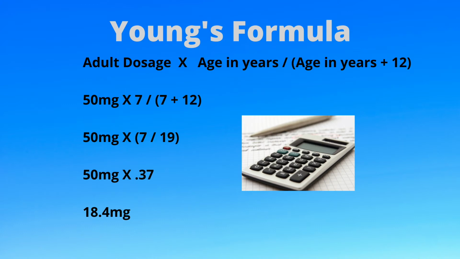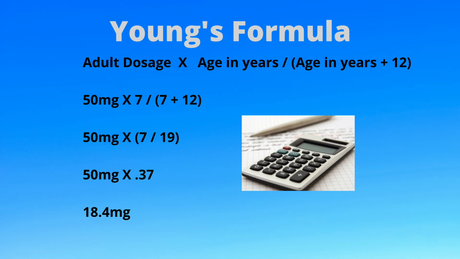So again, Young's formula is dealing with age, and Clark's formula is dealing with weight in pounds. An easy way to remember Young's formula, if you get confused about whether to use weight or age, is that young equals age. When you think of age, you think of young, old. So that's an easy way of remembering Young's formula.